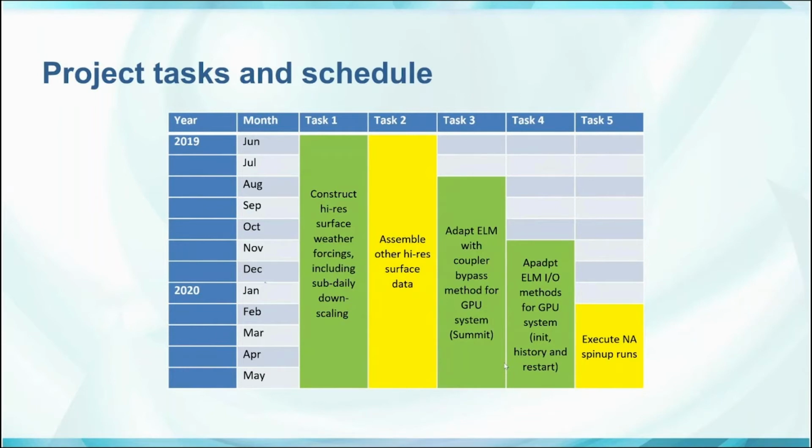We needed to adapt the ELM model and its coupler bypass methodology to be able to run on a GPU system. The only way to do these kinds of high resolution simulations over a large region is to make use of some kind of a system with lots and lots of thread capability. And so GPU was the target that we're going after, and working on the Summit system was our target system. And I'll say quite a bit more about that in a minute.